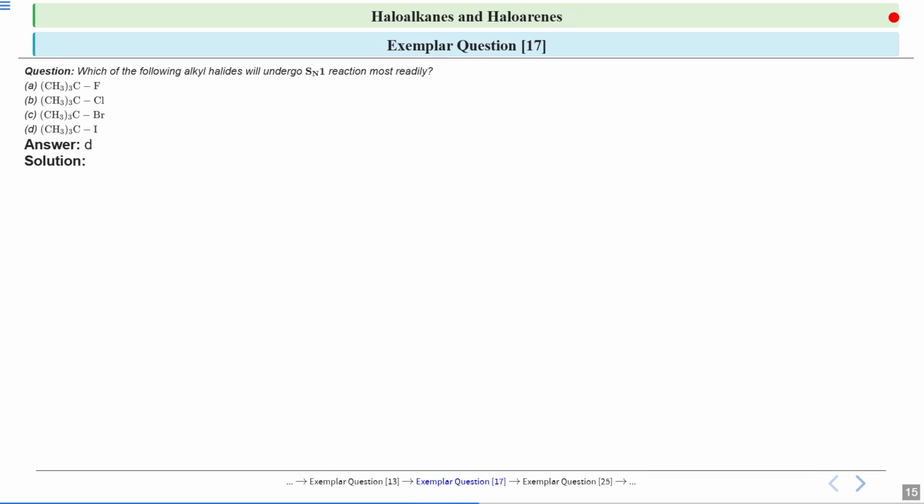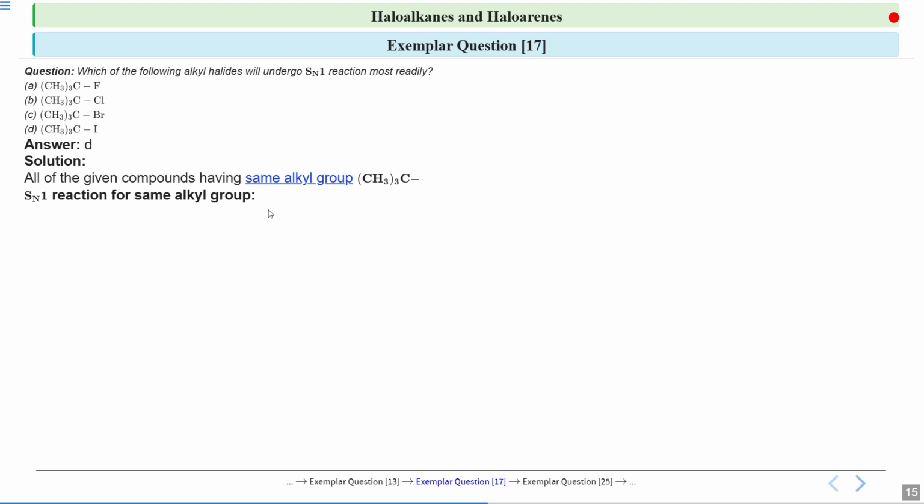So for this question, your correct answer is option D. That is CH3 whole thrice CI. Now in the given options, all of the given compounds have the same alkyl group, that is CH3 whole thrice C. You can observe, right, that in each of these alkyl halides, the alkyl group with which the halogen is connected is the same, CH3 whole thrice C, which is a tertiary alkyl group, right?